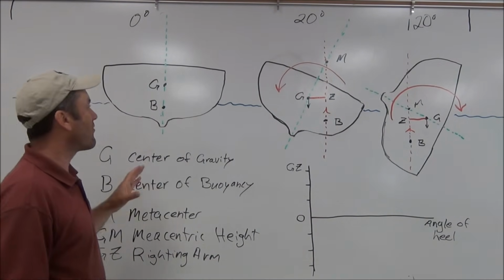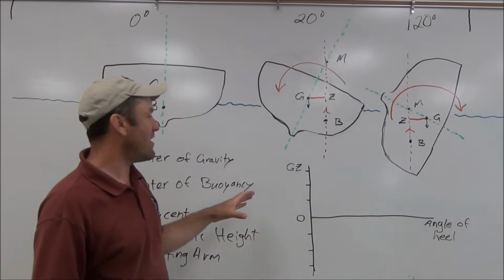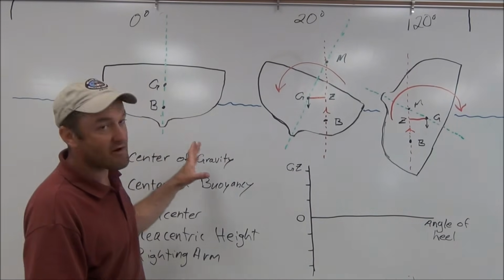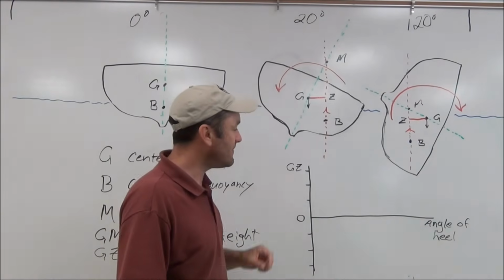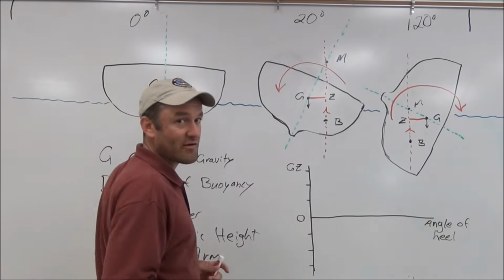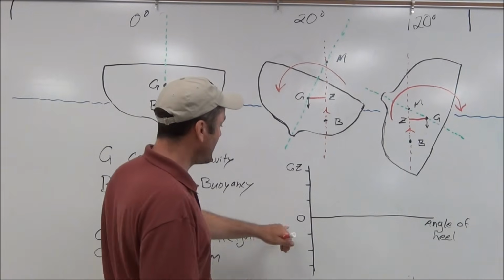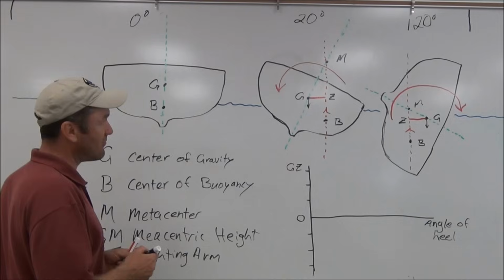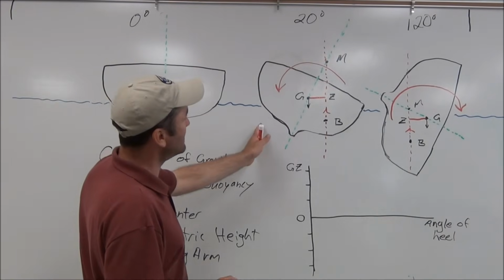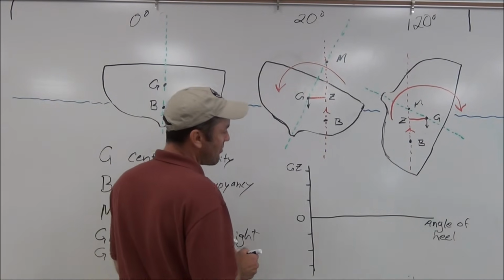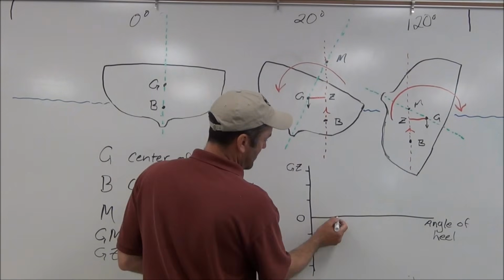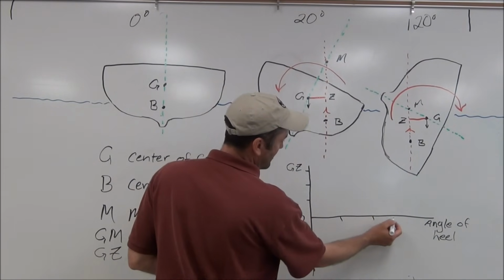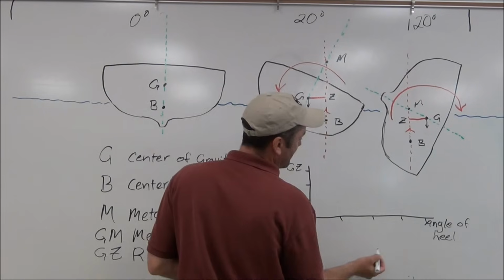Okay, if we were to want to graph the length of the righting arm at various degrees of heel, this would give us our stability curve. Okay, so here we are at 0 at the very beginning. There's no righting arm. The vessel's sitting at equilibrium. Now, as we start to tip, that righting arm grows. So we were to put here the different degrees, or angles of heel.